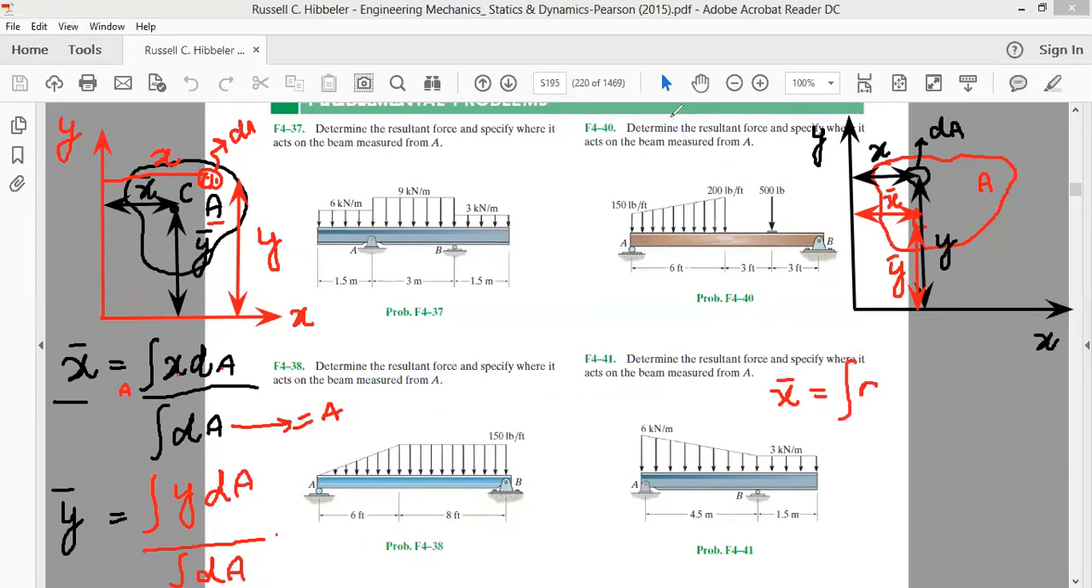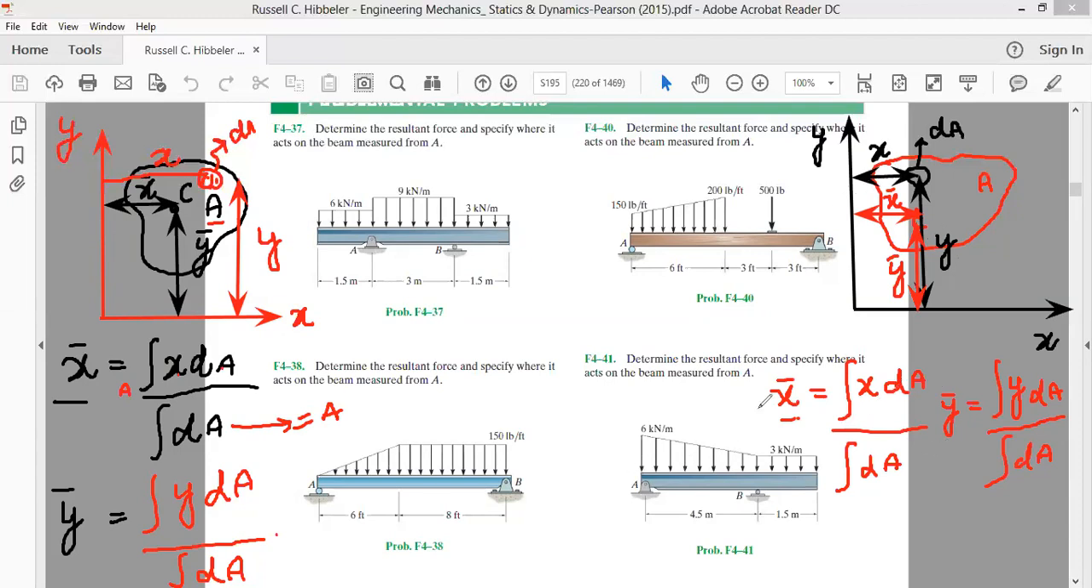We define x bar as, x bar is equal to integral x dA divided by integral dA. And we define the y coordinate of the centroid as integral y dA divided by integral dA. Okay, this is how we define the x and y coordinates of the centroid.